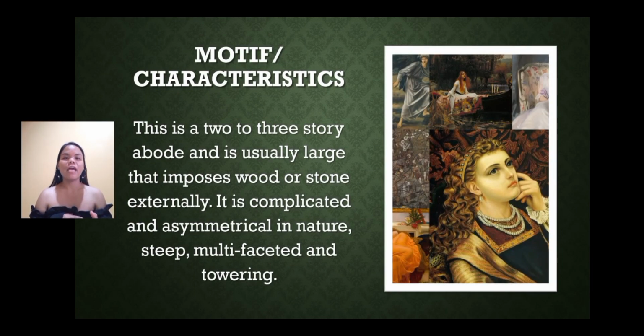The motif and the characteristics of the Victorian era. This is a two to three story abode and is usually large, with wood or stone externally. It is complicated and asymmetrical in nature, steep, multifaceted, and towering, especially as what you have seen in the different architectural designs of the Victorian era. Their homes and buildings have these intricate designs, wood, stones, and different designs that you can distinguish as being from the Victorian era.